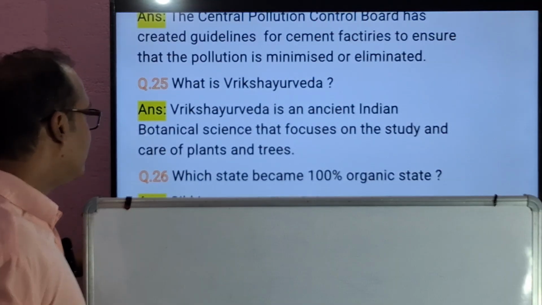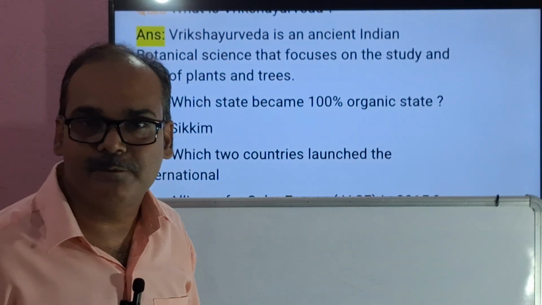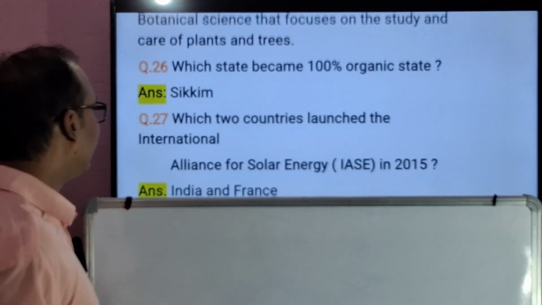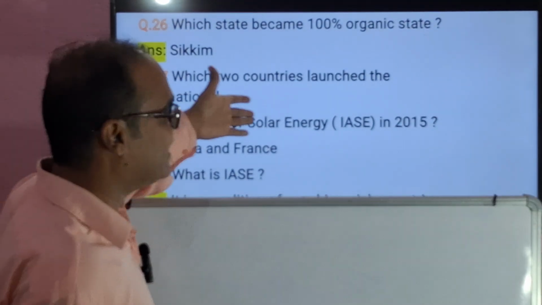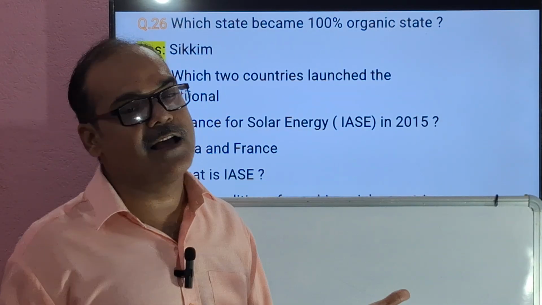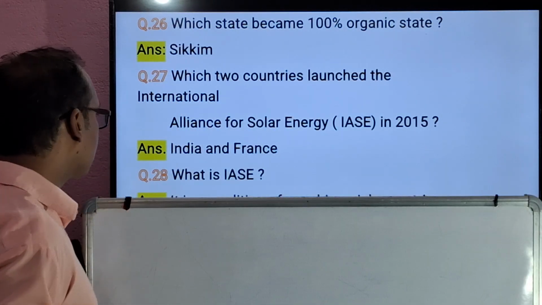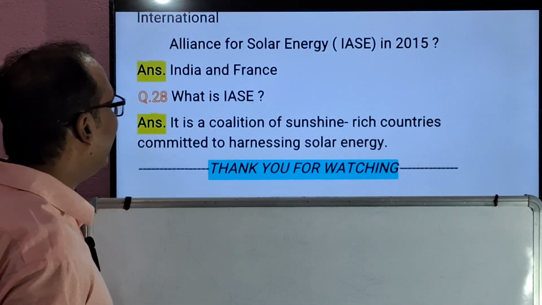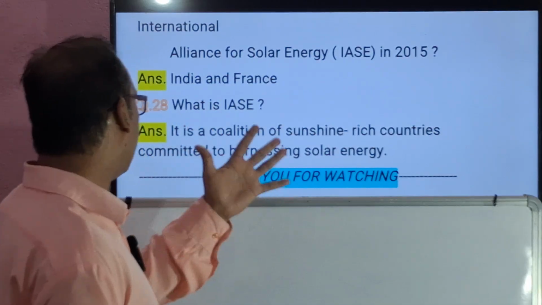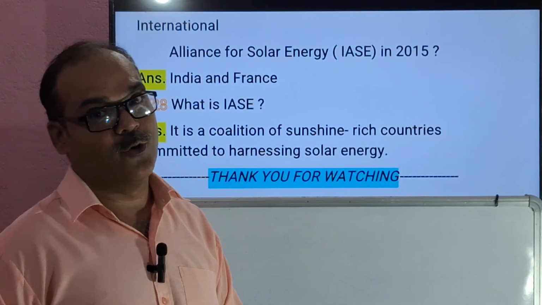Next, which state became 100% organic state? Simple answer, Sikkim. Which two countries launched the International Alliance for Solar Energy, IASE, in 2015? Answer is India and France. What is IASE? It is a coalition of sunshine rich countries committed to harnessing solar energy.